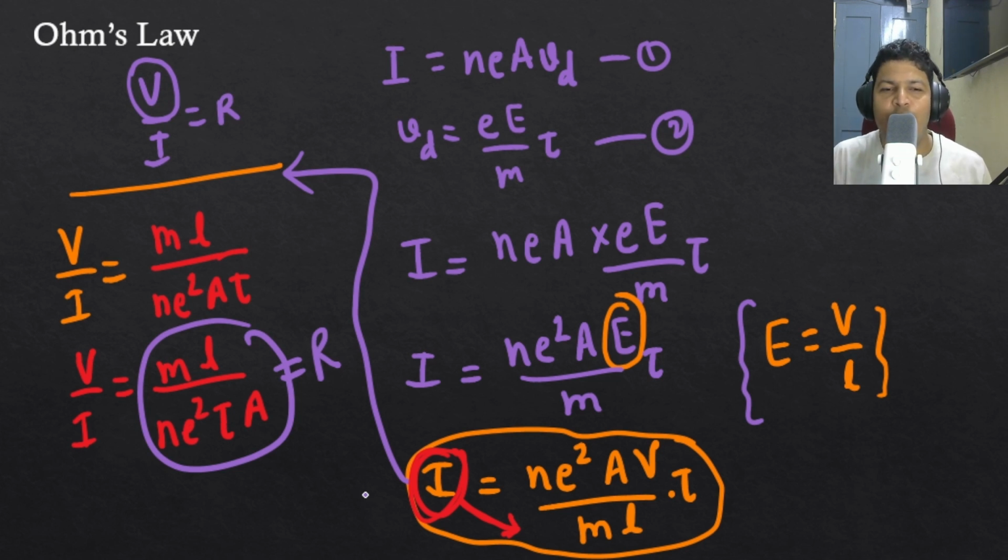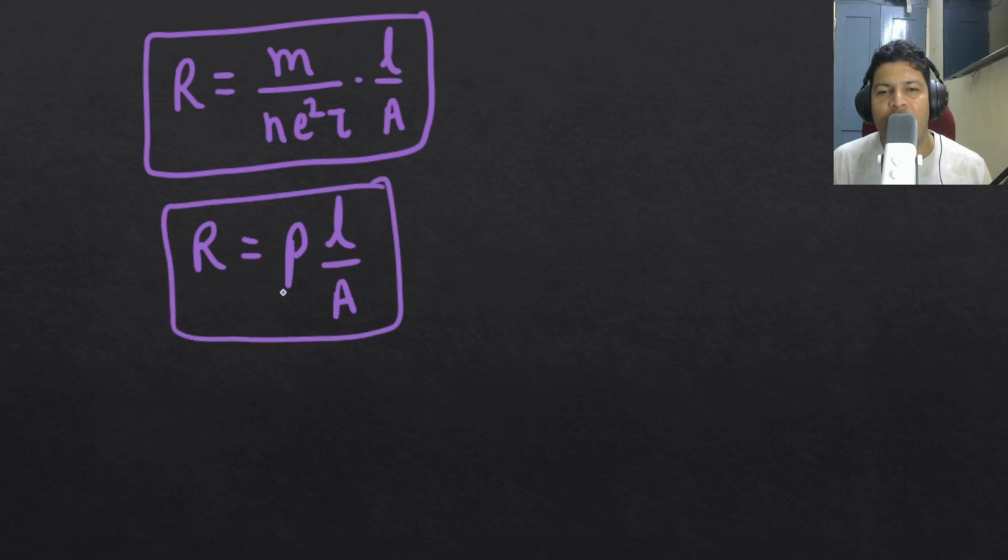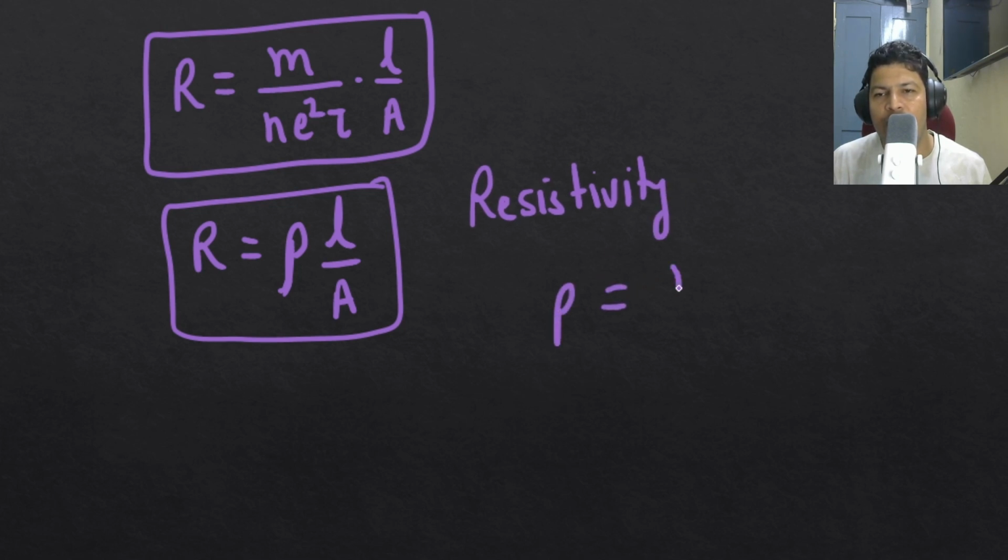So I have a new formula for the resistance now, and that formula R will be equal to m over NE square tau into L over A. So please everyone remember this formula, because this will help you to solve many questions. So now we have another formula as well, rho L over A. This is the basic formula for the resistance, and this rho is the resistivity. So resistivity of a material is rho equal to m upon NE square into tau.